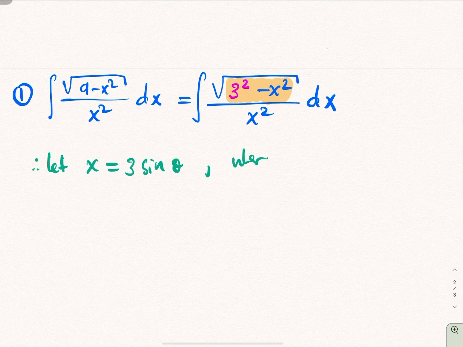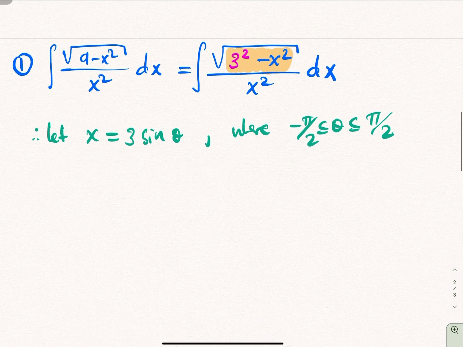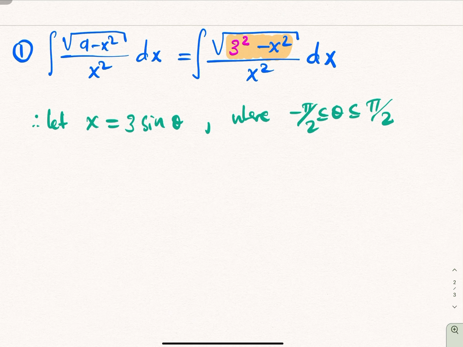I must say that my theta has to be between negative pi over 2 and pi over 2. You will see this when I draw the triangle, in that it's going to be in the first quadrant or the fourth quadrant. Now I'm going to find dx right here because I need that in my integrand. So dx means I'm going to differentiate this. If I differentiate 3 sine theta, I get 3 cos of theta multiplied by d theta.